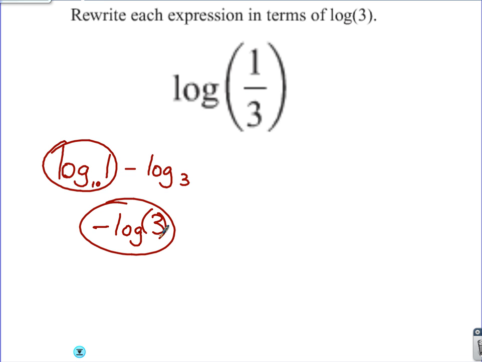Now, you'll know the easy way to do that. 1/3, is that not 3 to the negative 1 power? And the rule that we just did says if you've got a log of something to a power, you can just bring the power down front. Same answer. Negative log of 3. Either way is fine.